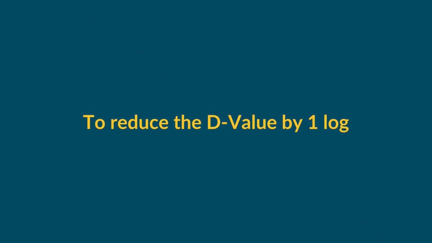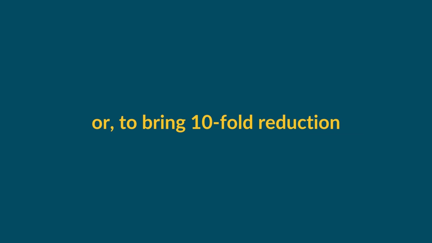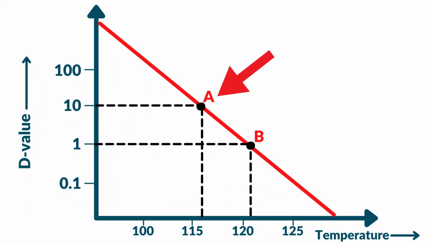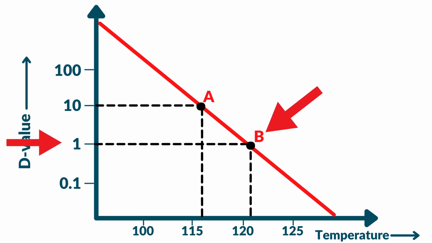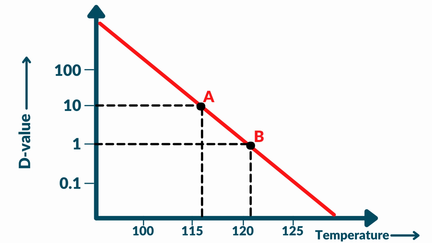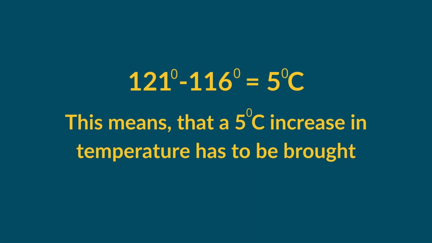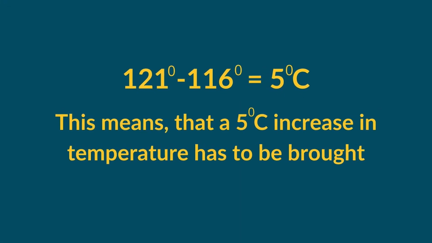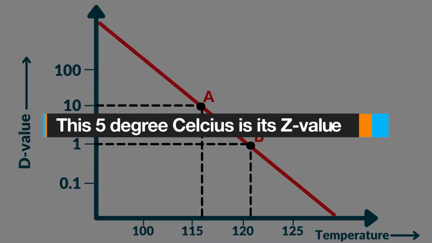Now, to reduce the D value by 1 log, or we can also say to bring a 10-fold reduction, that is in the above case, bringing it down from point A to point B, that is from 10 to 1, the temperature that is required will be its Z value. In this case, point A was at 116 degrees Celsius, and to bring it down to point B, the temperature has to be 121 degrees Celsius. This means that a 5 degree increase in temperature has to be brought. This 5 degrees Celsius is its Z value.